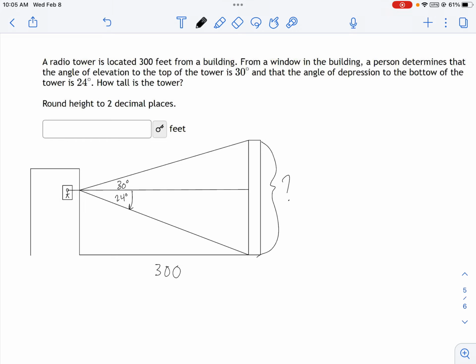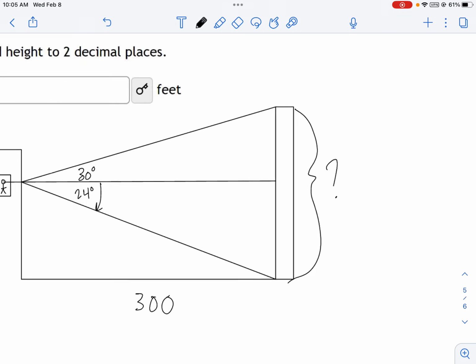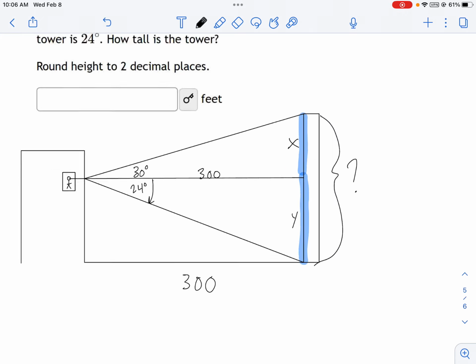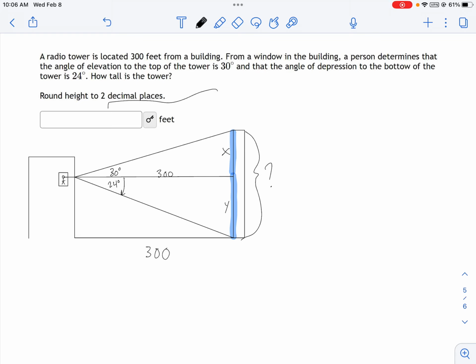Well, what information are we given? First off, from the tower, we're told we have a distance of 300, which is going to be super helpful to us. And we need to find the tower length. So that's going to be the length of this triangle plus the length of this one. So your answer here is going to be whatever the x is plus whatever the y is. And you say, okay, well, great. Where do I go from here?